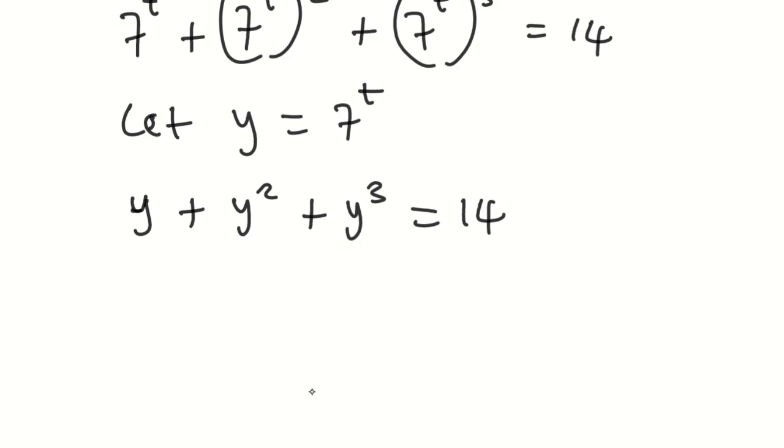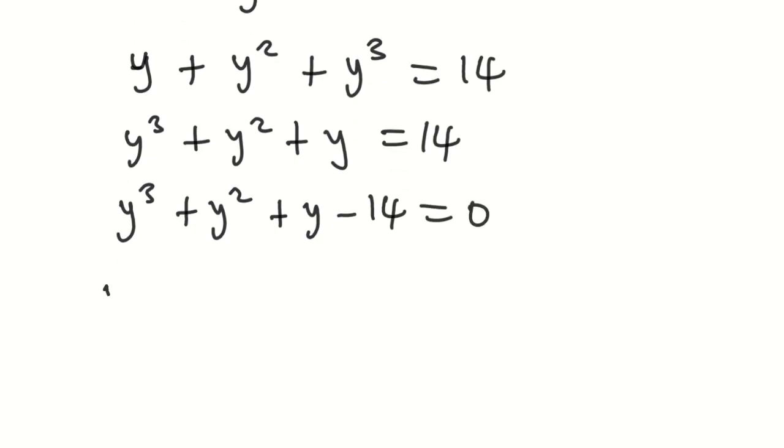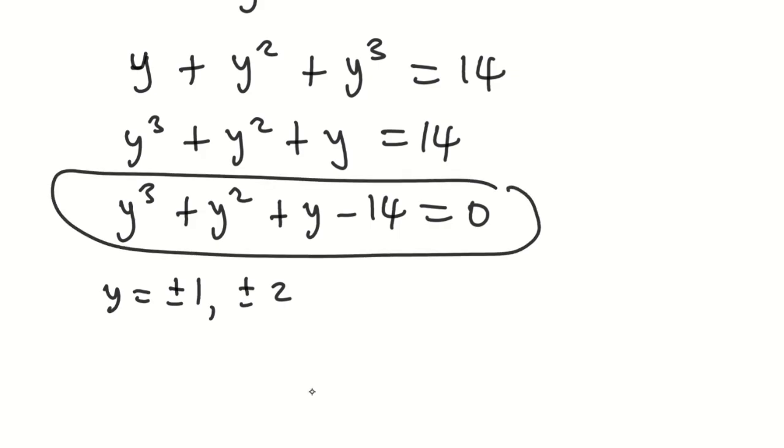Let me just rewrite this in order of their powers. So y cubed plus y squared plus y is equal to 14. Now, how do we get one of the factors of this cubic equation? First thing first, let me move 14 to the left hand side. Now, what we can do is to say let y be equal to plus or minus 1, or plus or minus 2. If we test it into this cubic equation, we must get 0.